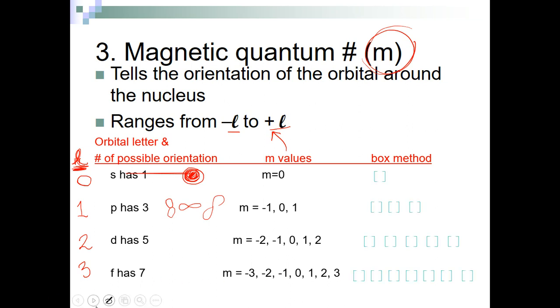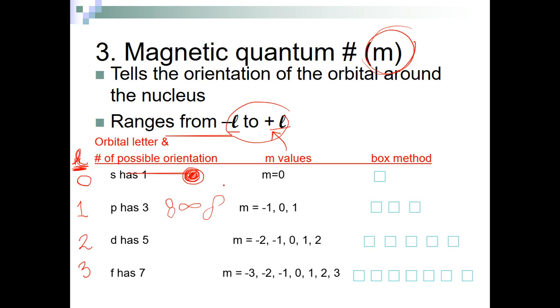Now, I told you we were going to draw the box method rather than all the different shapes because the box method is going to be easier. So when we draw our boxes and do our examples, and we'll do the examples actually in class tomorrow, when we draw the box method, I want you to always draw the boxes. So the S has 1 box, the P has 3, the D has 5, and the F has 7. Draw your boxes and then number the boxes from negative L to positive L.